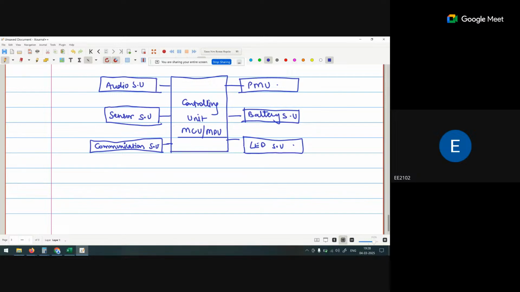Now the doubt is clear? Yes, sir. Got it. Okay, now this power management unit is also connected with some other subsystems. It is connected with the battery management, the LED, the audio, the sensors unit and the communication unit. With all other subsystems, it is connected with the power management unit.